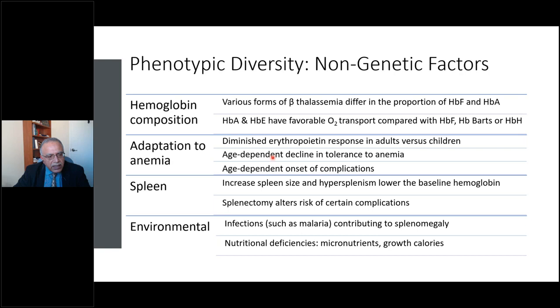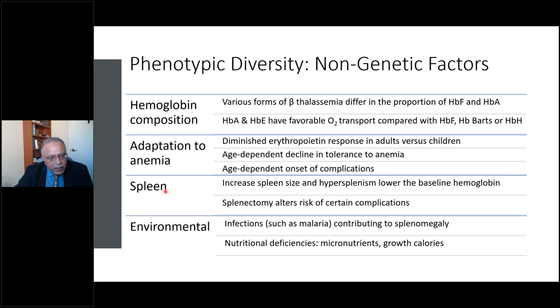So this affects the adaptation to anemia, and other things seen at this age are that there is a diminished erythropoietic drive in adults versus children, but that is offset by an age-dependent decline in tolerance to anemia and the development of complications with age in thalassemia intermedia.